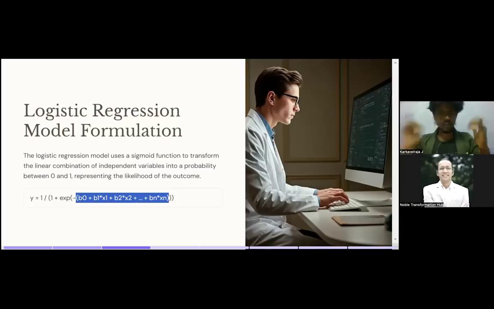Just have an idea. We know linear regression, which is y is equal to mx plus c. We know multiple linear regression, that is y is equal to m1 x1 plus m2 x2 plus m3 x3 dot dot to mn xn plus c. Now we know logistic regression. What is logistic regression? 1 by 1 plus e power minus multiple linear regression. What is multiple linear regression? We are having something called b0 plus b1 x1 plus b2 x2 dot dot to bn xn.